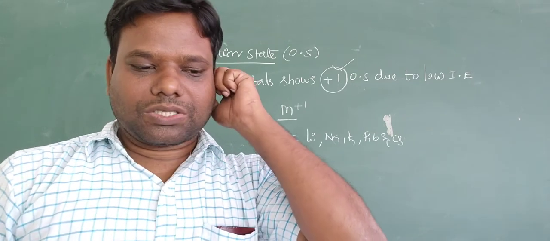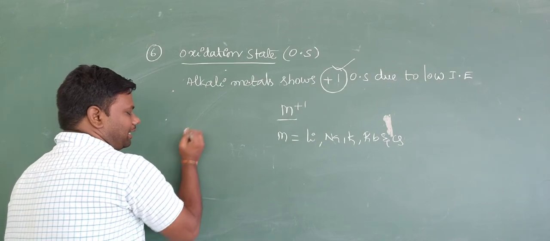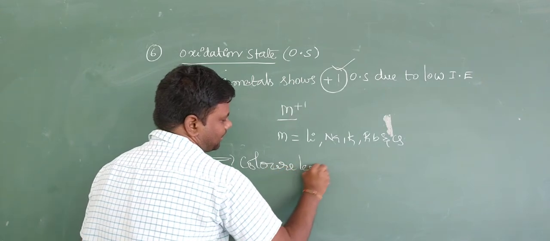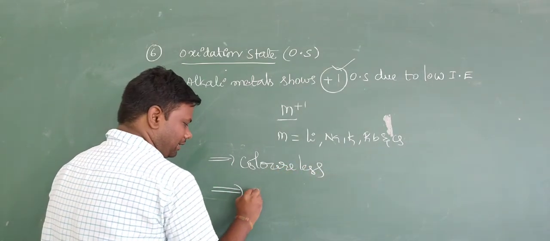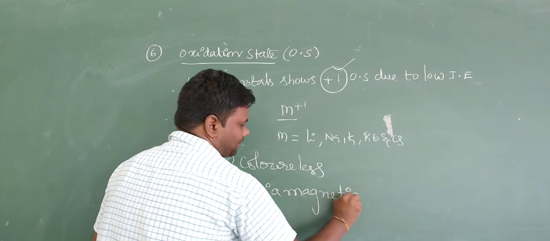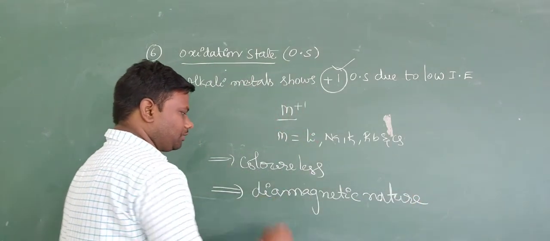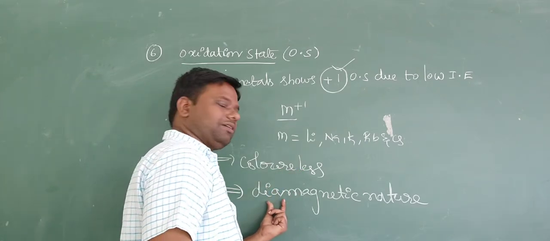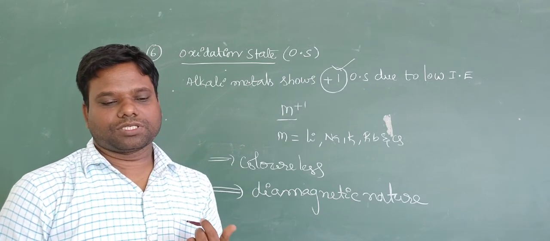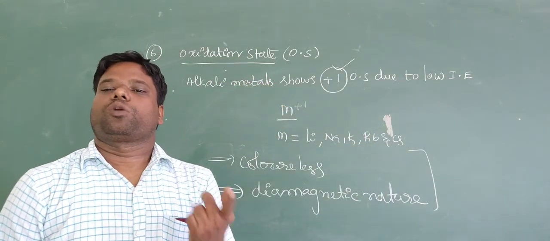Now, alkali metal ions are colorless, and they show diamagnetic nature, because paired electrons are present in the outermost orbit.